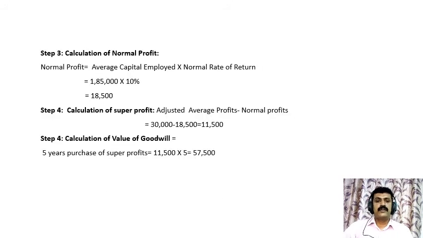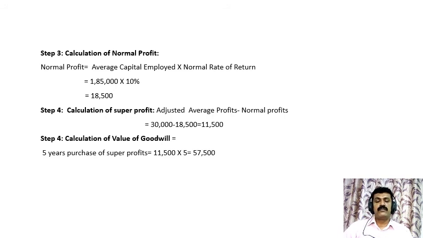In the next step, we have to calculate the normal profits. For the calculation of normal profits, the formula is average capital employed multiplied by normal rate of return. Here, 1,85,000 into 10%, that comes to 18,500. In the next step, we have to calculate the super profits, and the formula is adjusted average profits minus normal profits. That is 30,000 minus 18,500, rupees 11,500 is the value of super profits.